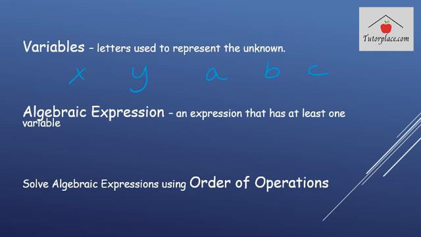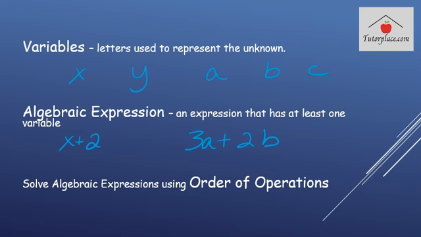The next term is something called an algebraic expression, and this is an expression that has at least one variable. So it might be something like x plus 2. That would be an expression. It does not have an equal sign in it. It might also be called an algebraic phrase. You might have 3a plus 2b. It can have more than one letter, but it has to have at least one variable.